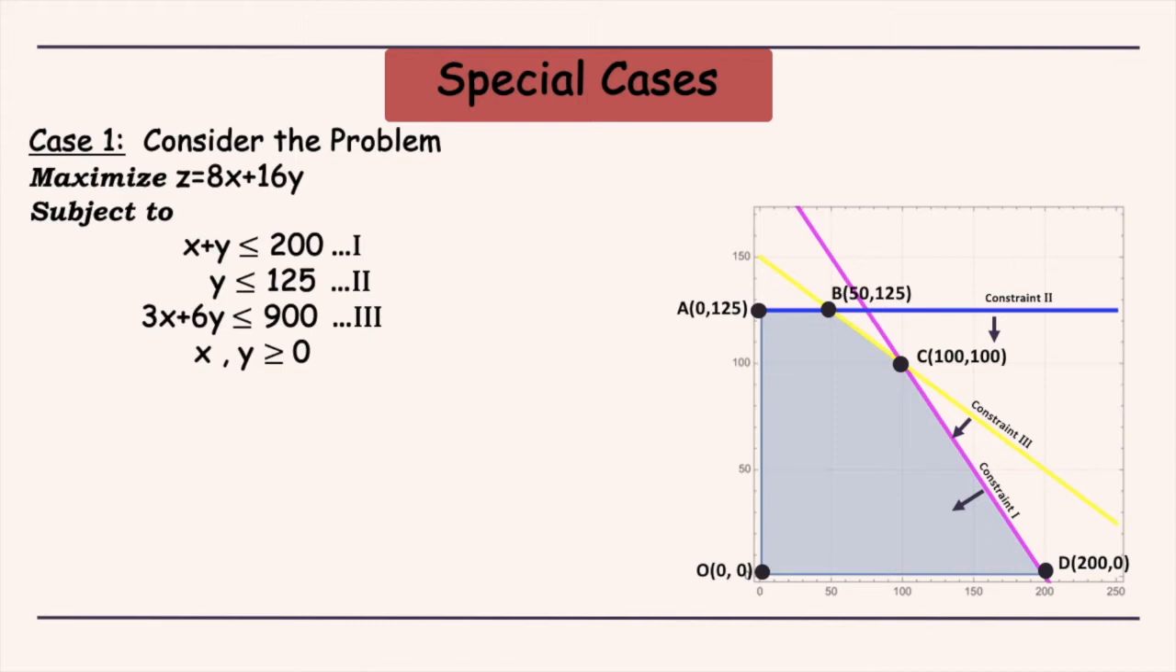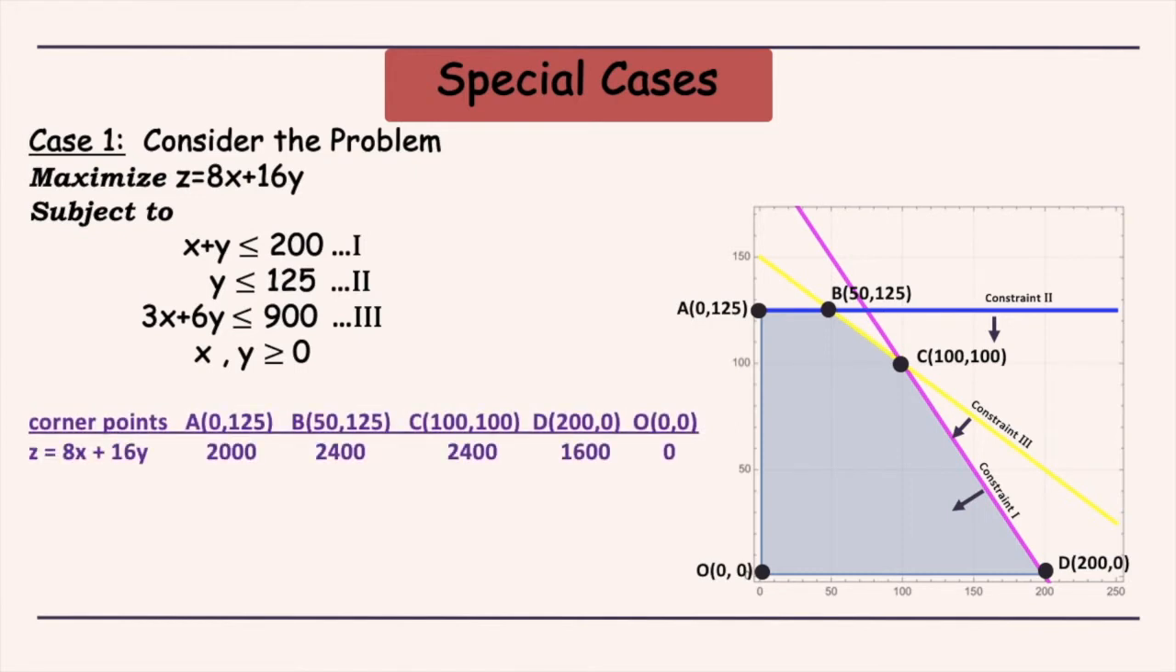Now as we do in the usual manner, we are going to find the value of z at each of these 5 corners and we will see where the maximum occurs. So we can calculate the z values at each of these 5 corner points. Here we notice one thing, that the maximum value of z, which is 2400, occurs at point B as well as point C. This is slightly different from the usual problems, that we have the optimal value occurring at 2 points. The maximum value, which is 2400, is occurring at these 2 points B and C together.